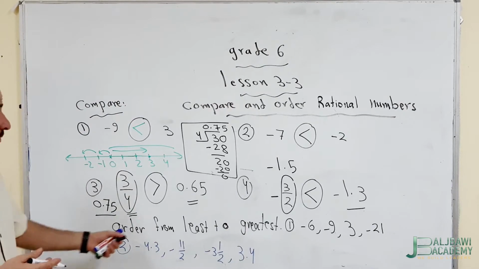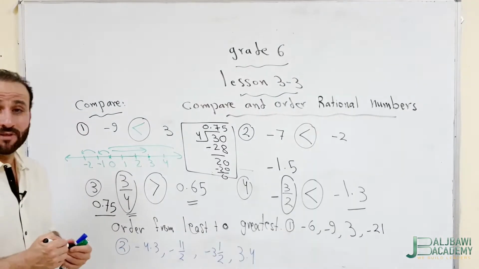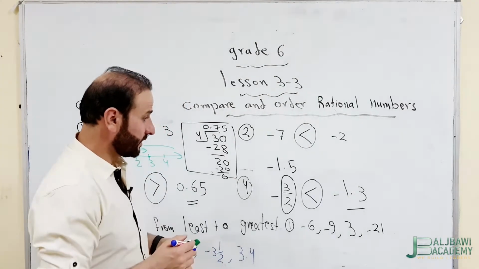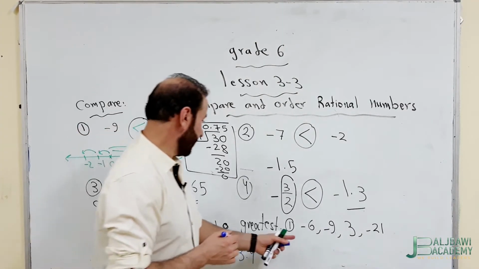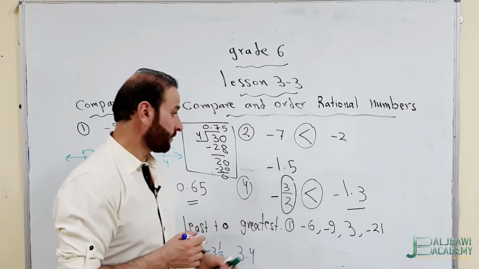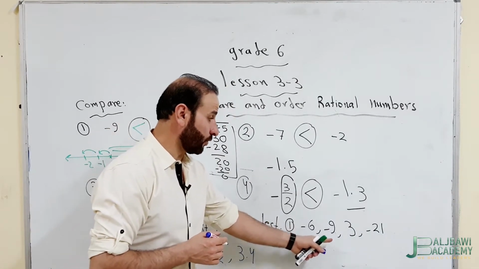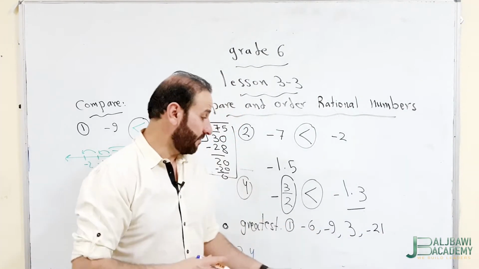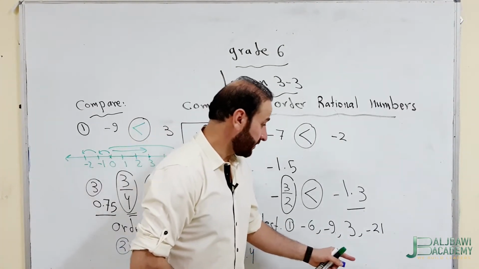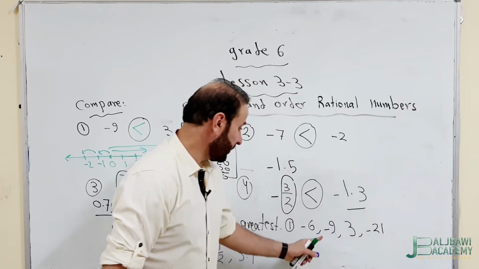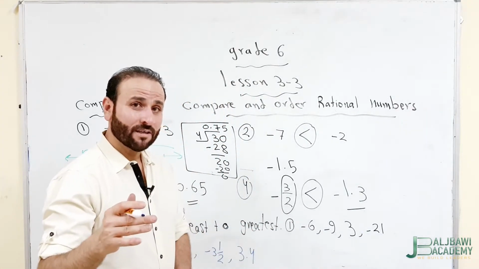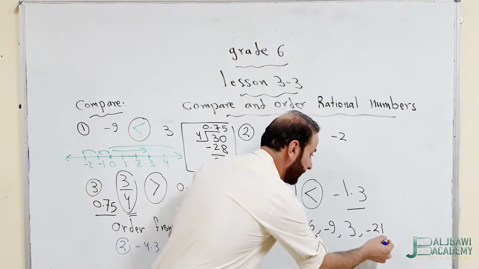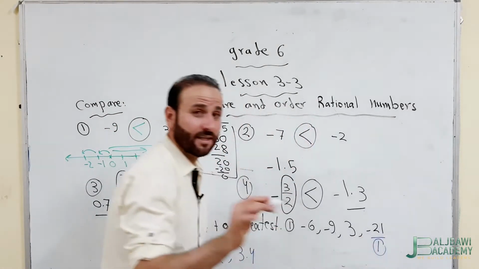Now, order from least to greatest. I give you two examples. Here, what is the least number? Negative 6, or... I told you, first I start with the negatives because I want to start from the least. So this negative 21, the bigger the number, the less its value when it's negative. So this will be the least. This is the first one. This is the least number.